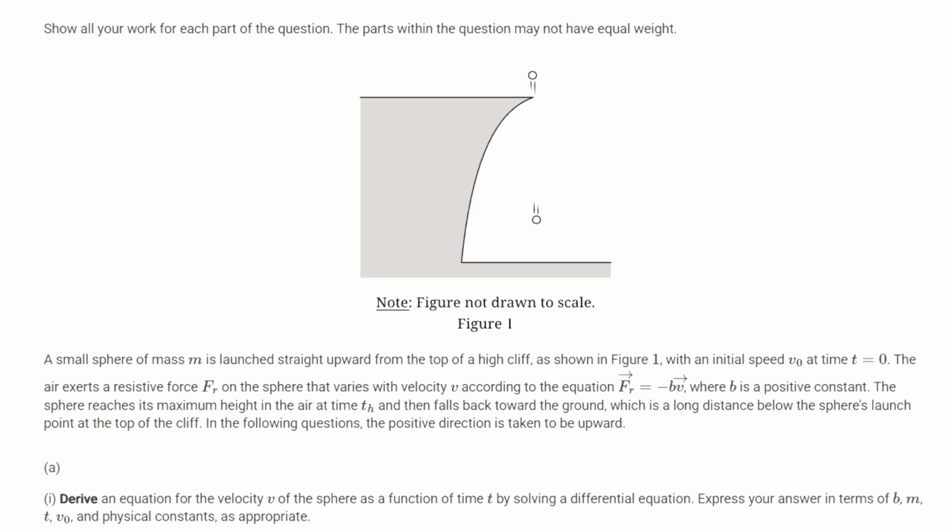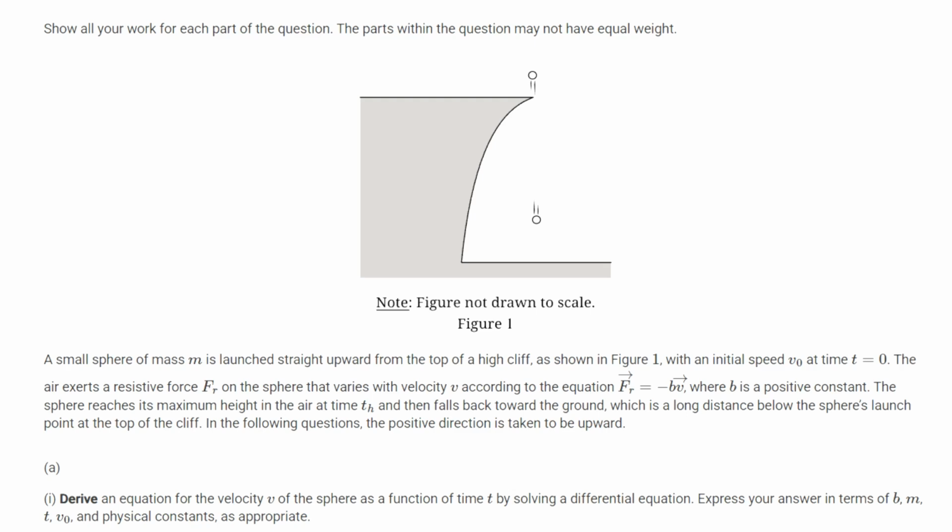A small sphere of mass m is launched straight upward from the top of a high cliff, as shown in Figure 1, with an initial speed v0 at time t equals 0. The air exerts a resistive force Fr on the sphere that varies with velocity v according to the equation Fr equals negative bv, where b is a positive constant.